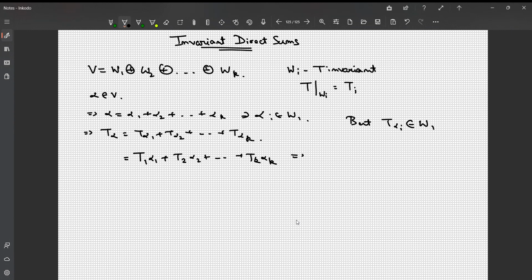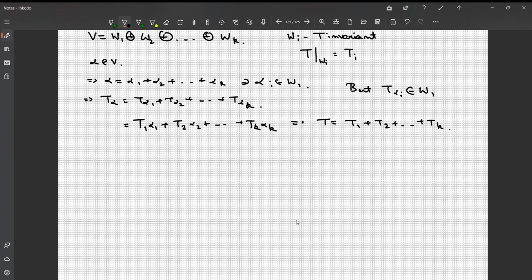Which implies we have got a decomposition of a linear operator. So we have got some sort of a direct sum of linear operators. That is, T is the sum of these linear operators T1, T2 till Tk. They are necessarily linear operators because they are restrictions of a linear operator. So I guess it's clear, right? With the help of invariant direct sums, we can conclude the decomposition of a given linear operator. That is more important to observe. Clear?